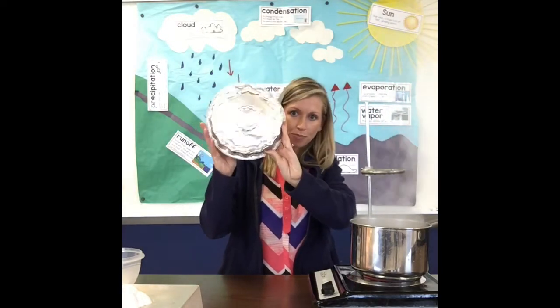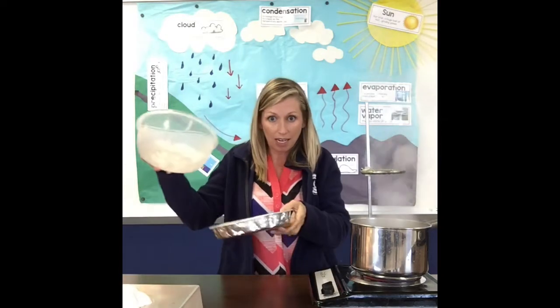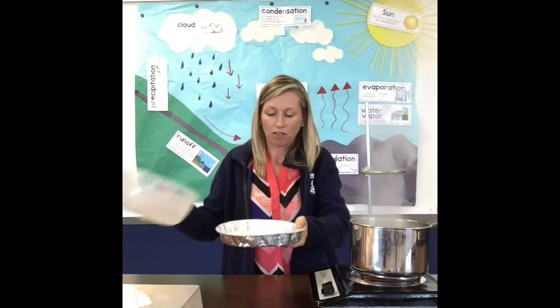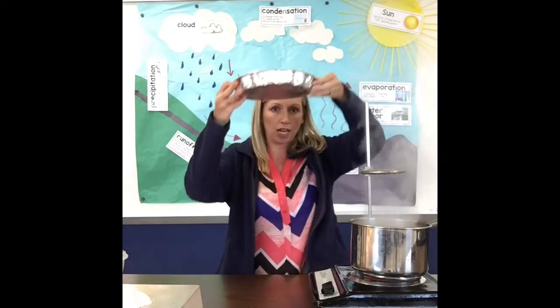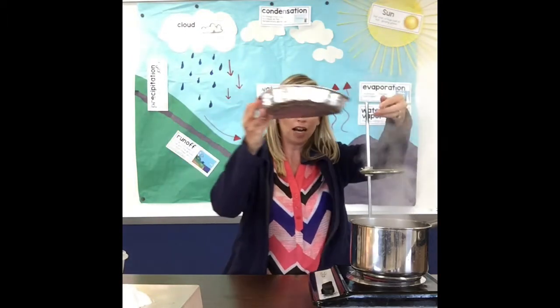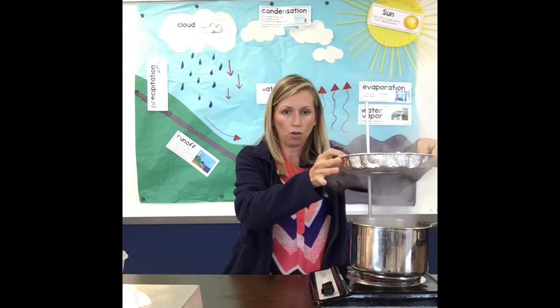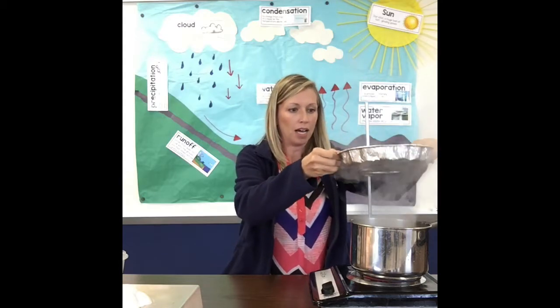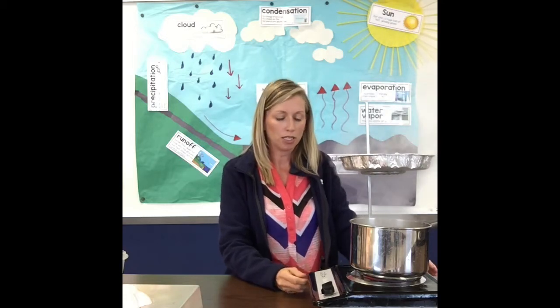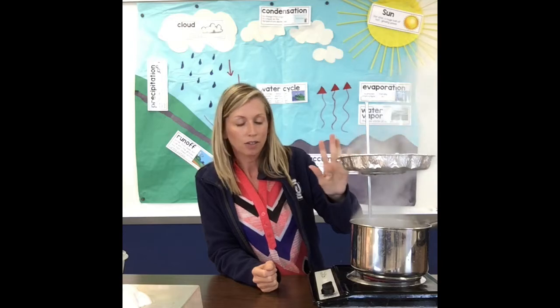So I have a pan here, okay? And I'm going to add some ice, right? We have to have our cool temperatures, okay? And I just have a ring stand here, and I'm going to use it to hold my pan above the water, okay? So you can see here, we have evaporation, and then it's going to reach our cool sky, okay, in the atmosphere. We're going to watch and see what happens.